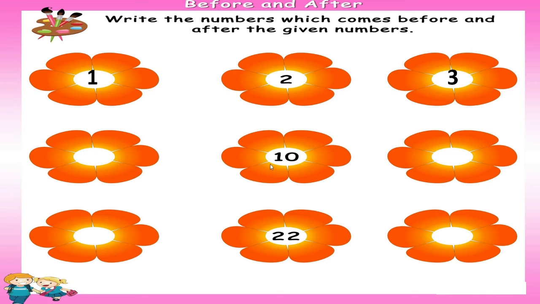Very easy. Before 10 comes 9. This is less than 1 number, right? And after 10 comes 11, which is greater by 1. Before 22 is 21. After 22 is 23, right?